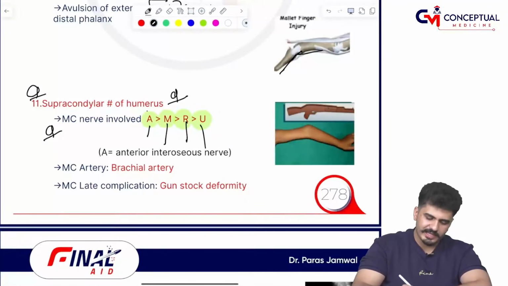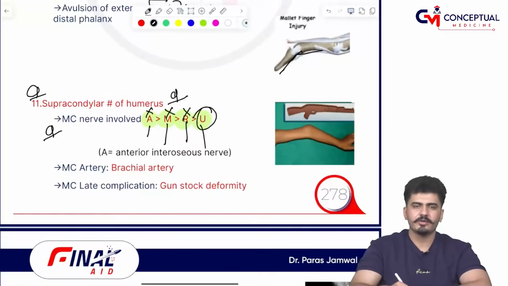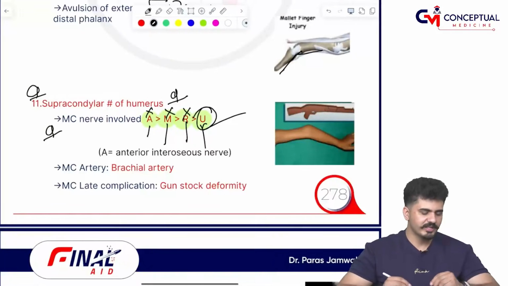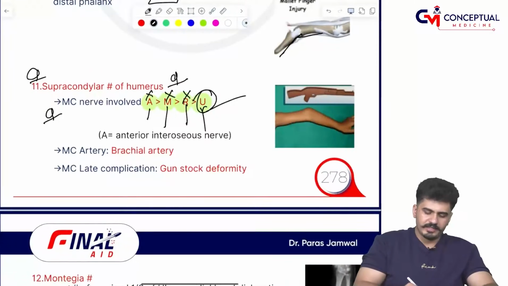Examiner once says ask ulnar नहीं दिया था, medial नहीं दिया था, anterior interosseous नहीं दिया था, medial radial नहीं दिया था, ulnar दिया था. Your answer is ulnar nerve. Your answer is what, sir? Ulnar nerve. Most common artery is brachial.